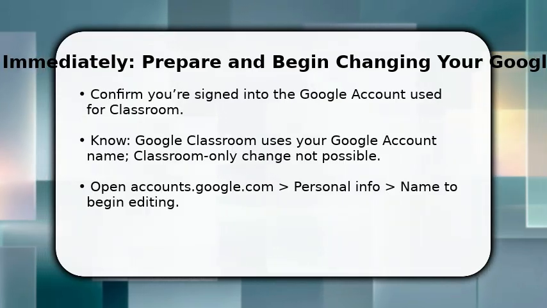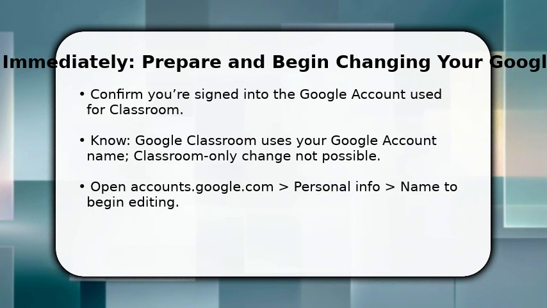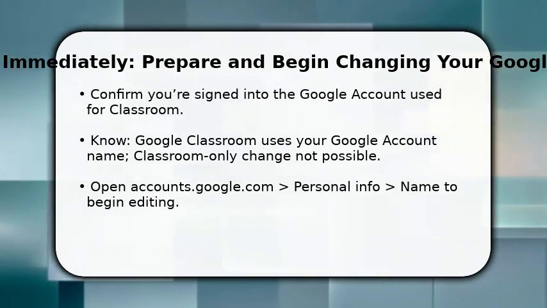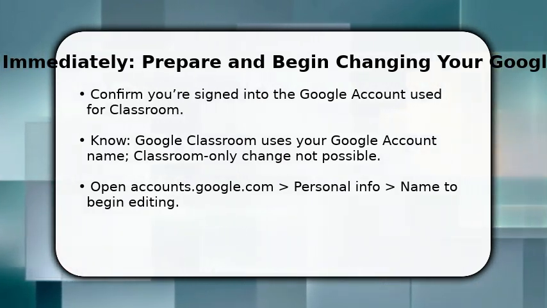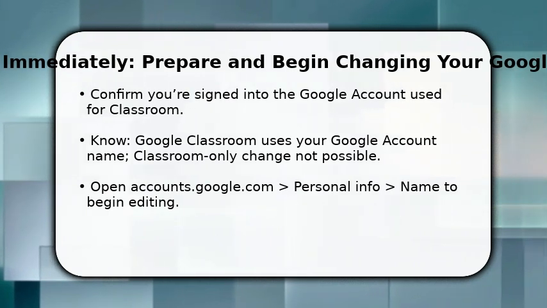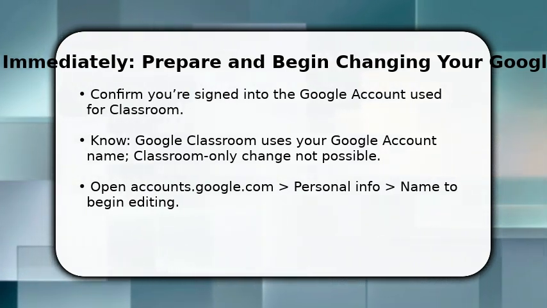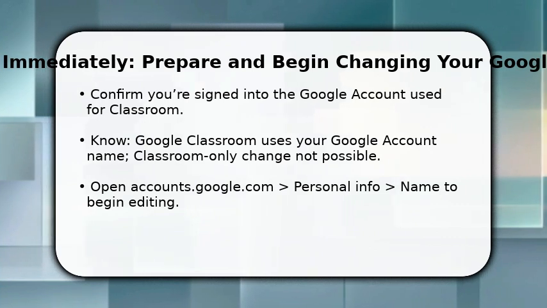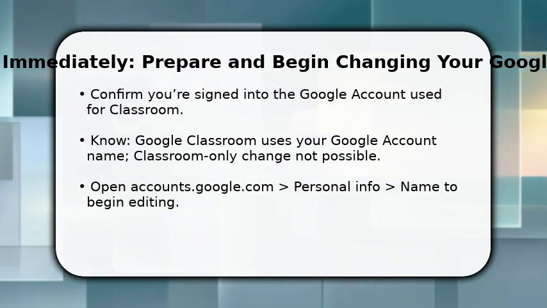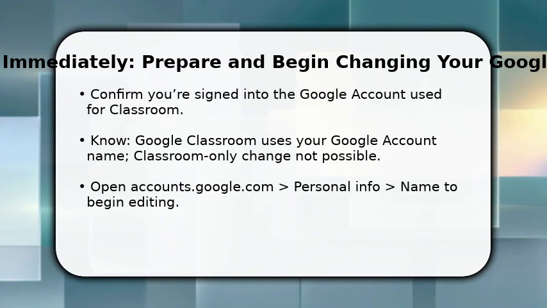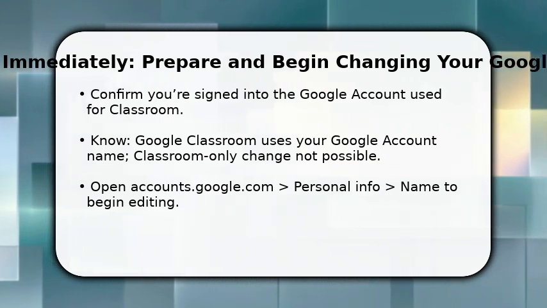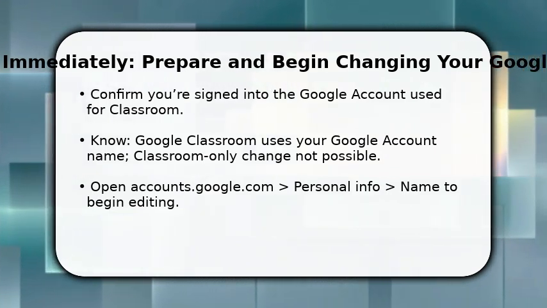You'll start by changing the name on your Google account because that is the only way to change your Classroom display name. Sign in to the exact account used for Classroom, then go straight to Accounts.Google.com, choose Personal Info and tap Name. Once done, enter the new first and last name. Don't hesitate, save the change. Make sure to use your preferred spelling and capitalization.